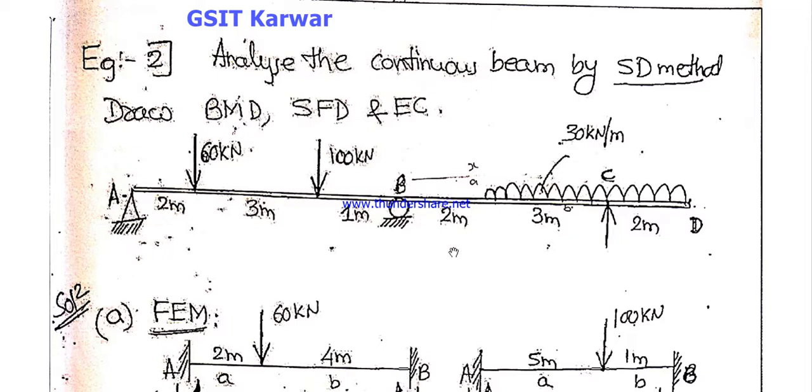This is the continuous beam, spans AB, BC and CD. The span CD is overhanging, and the joint C is simply supported, joint B is roller support and joint A is hinged support. This is the given problem. Let us see how we are going to solve this type of continuous beam by using the slope deflection method.